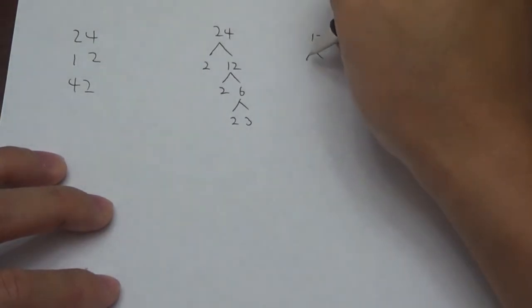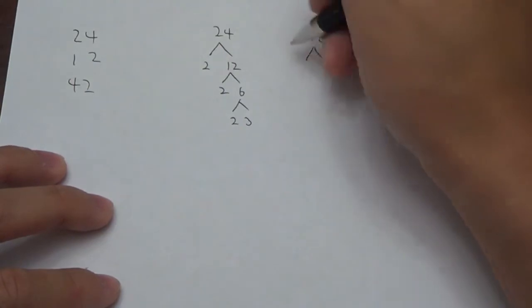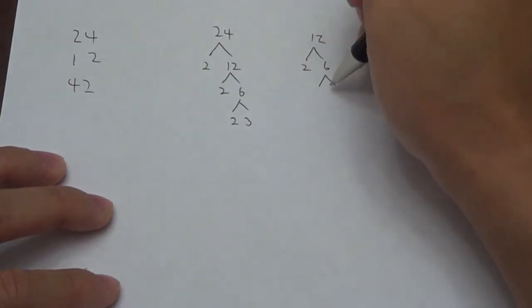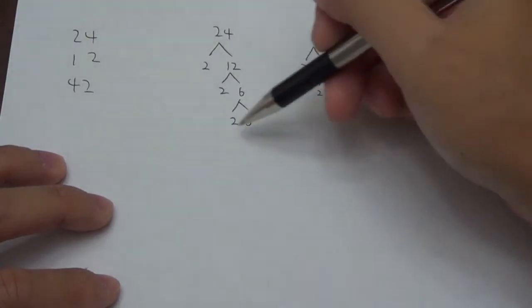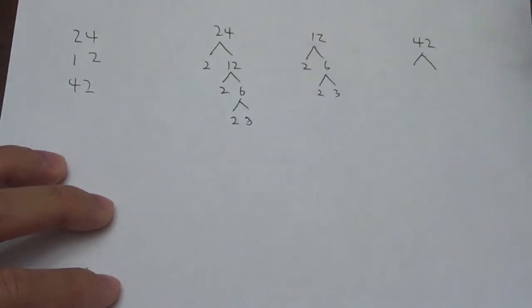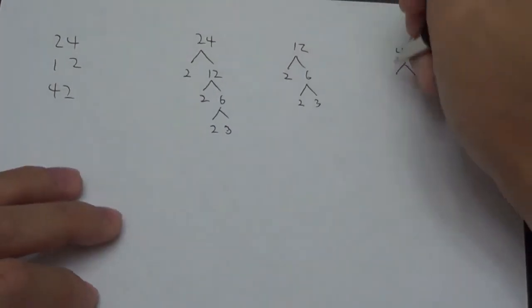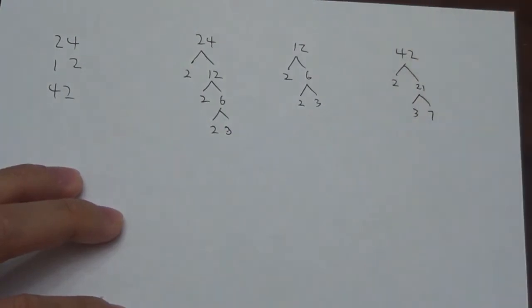Alright, 12, and anytime you see numbers that you already seen before, you can always just copy it down, or it might be a good idea just do it again. That way, if you made a mistake over here, you could find it by working it out again. Alright, 2, 21, 3, and then 7.